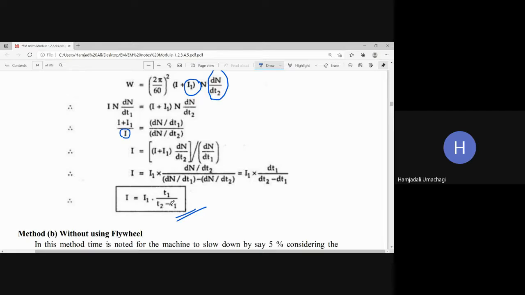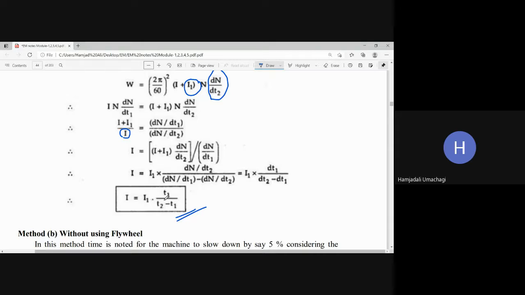At the end, moment of inertia I, which is unknown to us, depends on I1 into T1 upon (T2 minus T1). Can anybody tell me what these parameters stand for? I1 is nothing but the moment of inertia of the flywheel, which is already known to us.